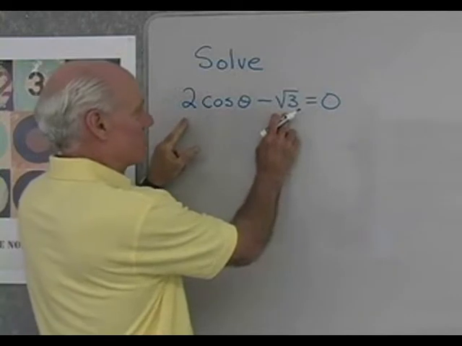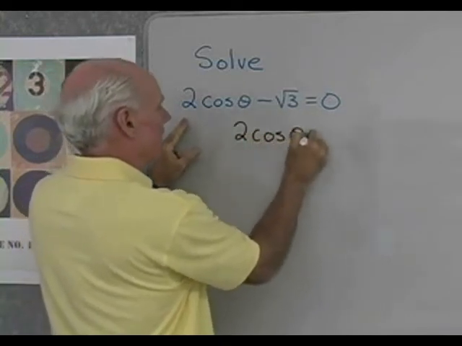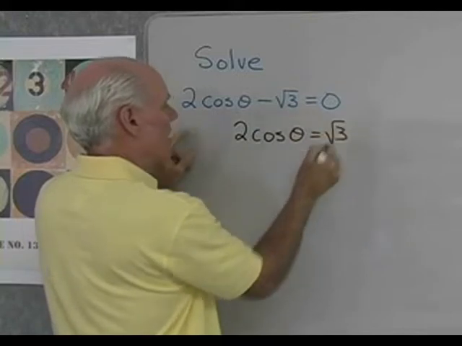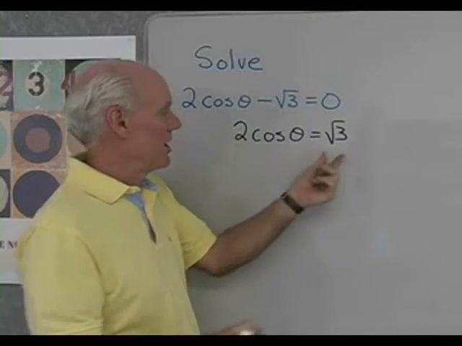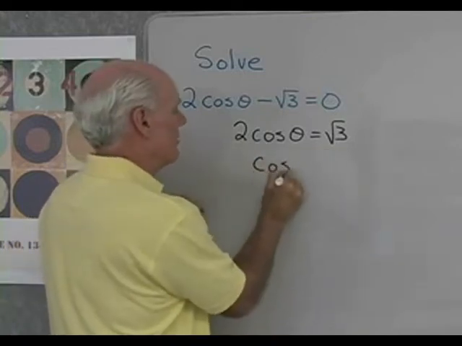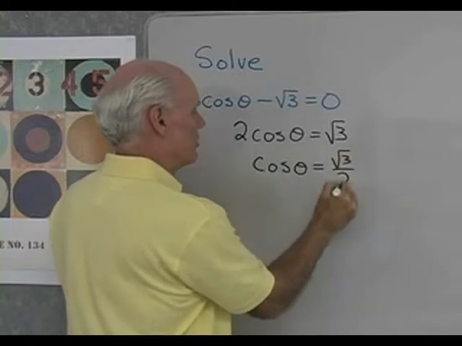So I'll start by adding square root 3 to both sides. 2 cosine theta is equal to square root 3. Next, I want to isolate cosine theta on one side, so I'll divide both sides by 2. Cosine theta is equal to square root 3 over 2.